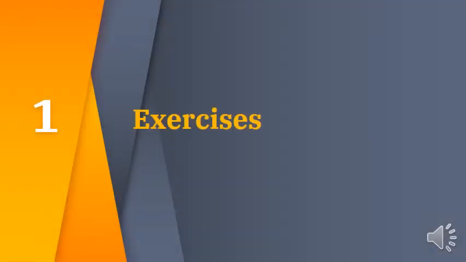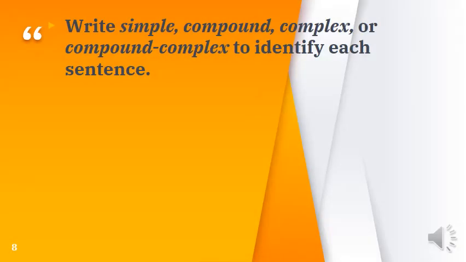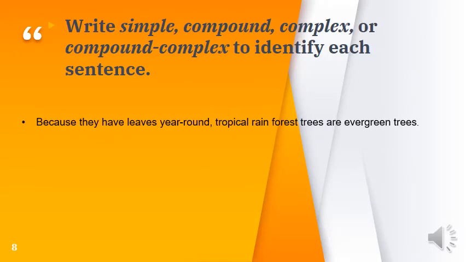So let's exercise. I like this background. Write simple, compound, complex, or compound complex to identify each sentence. So let's look at the first sentence. Because, what's because? First I'll underline it. Now I have a dependent clause, good. So maybe I have a complex or compound complex. Because they have leaves year round, tropical, here I have a comma.